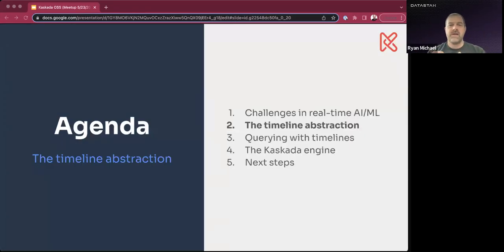So what I want to do now is introduce how Cascada thinks about working with data and how that unlocks this better way of building machine learning models. What Cascada does is introduce a new abstraction for thinking about computation. This is the abstraction that we call the timeline. A timeline organizes all of the data in your system by entity, user for example, and by time. And this abstraction makes lots of things easy.